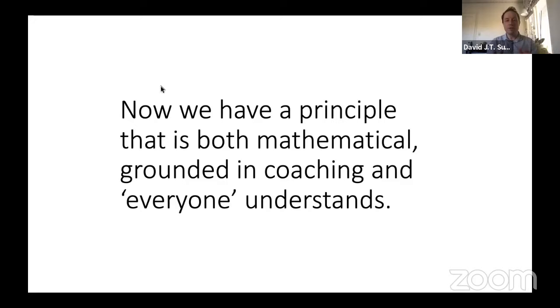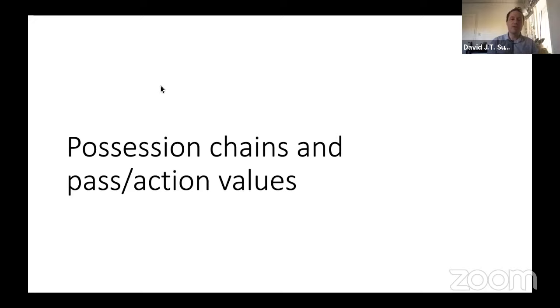So then the next stage is, well, football isn't just shots, right? Football is more about getting the ball to the goal. So the next stage is to say, can we use the same philosophy of evaluating actions using some sort of machine learning, logistic regression type techniques? Can we use it to evaluate all other actions? And the idea here is to look at something called possession chains and pass action values. Sometimes it's called EPV, expected possession values. There's a load of different names for it.